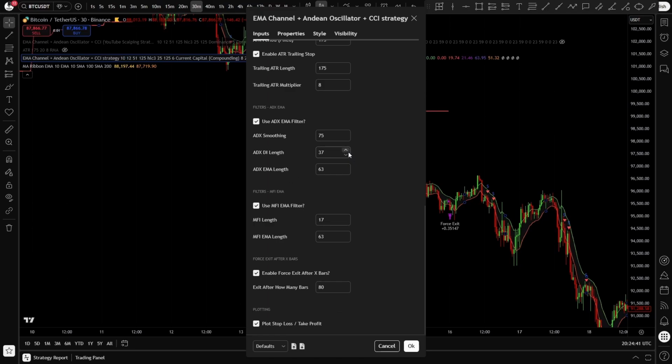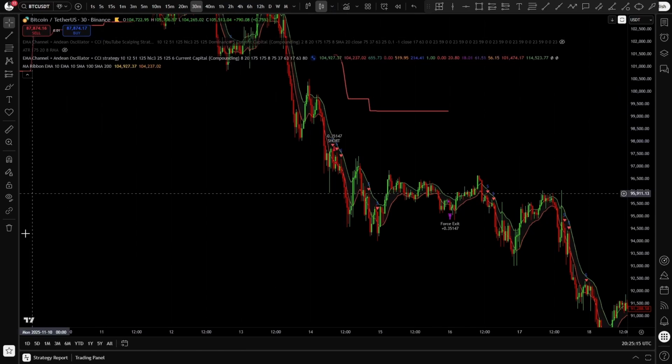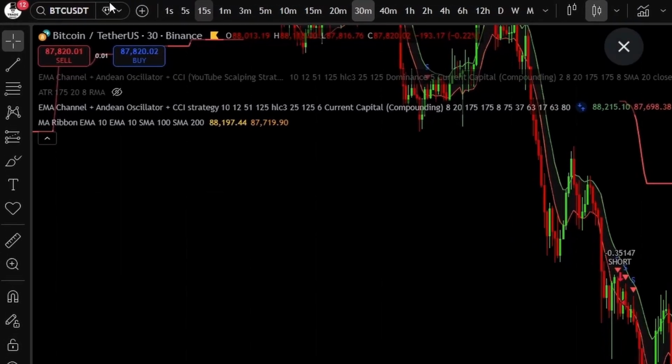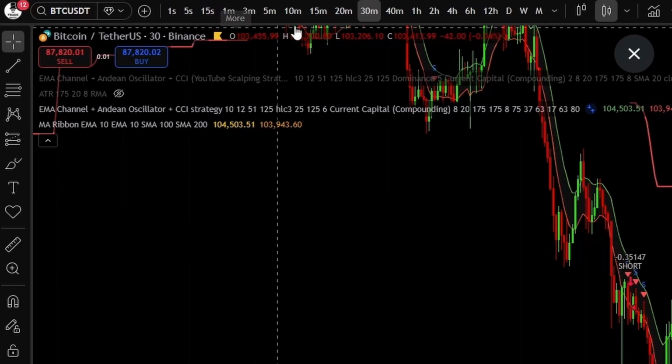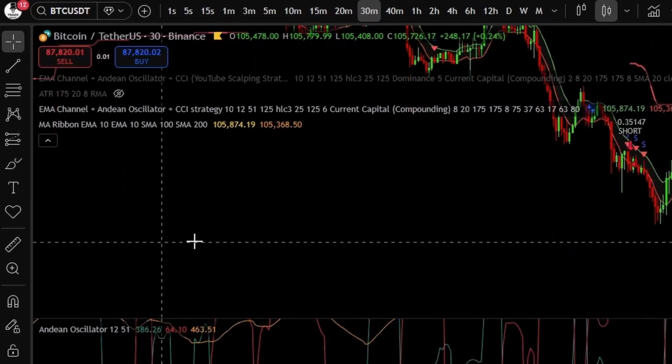And under that you have my edit filters, which are the ADX with an EMA, an MFI with an EMA, and we are also using a force exit with an 80 candle count, so we are not stuck in a trade for too long. Okay, and now let's see the strategy. First head over to TradingView, set up the BTCUSDT Binance 30-minute chart. Once you got that, let's add our indicators.